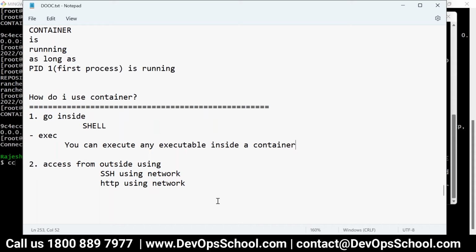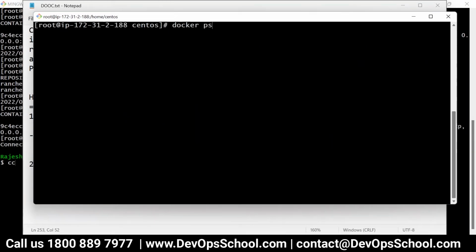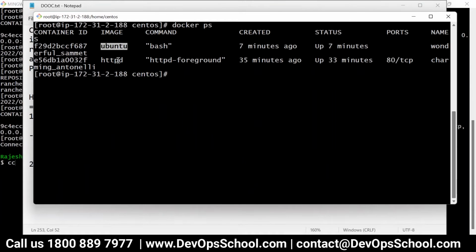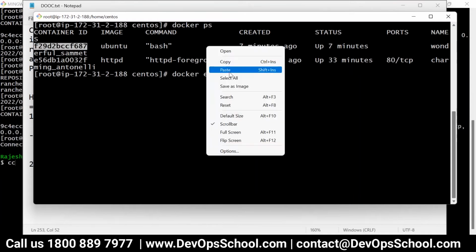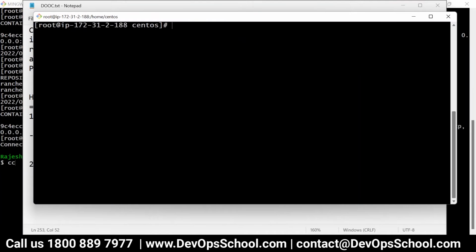Example, let me show you the demo for that. Okay, so I go here. So guys, look at my screen, all of you. Docker, yes, there are two containers, one from Ubuntu and one from HTTPD. Docker exec: inside this container, what do you want to execute? ls. See? ps -ea. See?